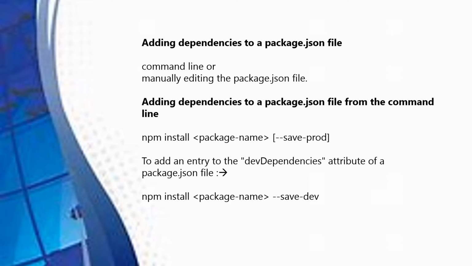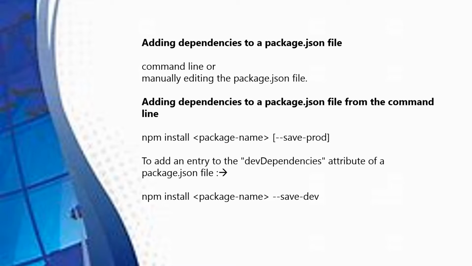Consider how to add dependencies to the package.json file. You can add dependencies to a package.json file from the command line or by manually editing the package.json file. Adding dependencies to a package.json file from the command line.